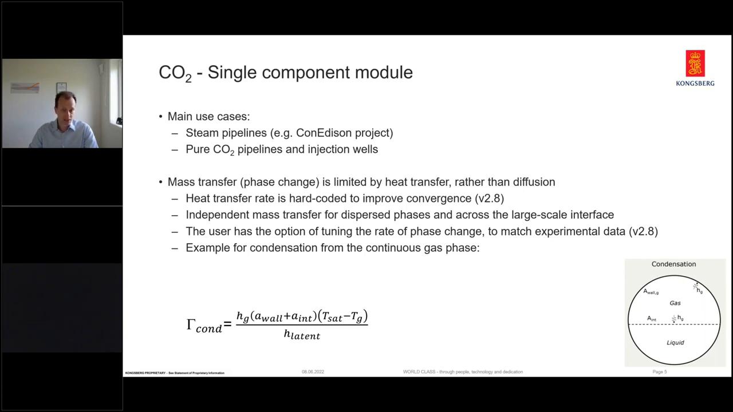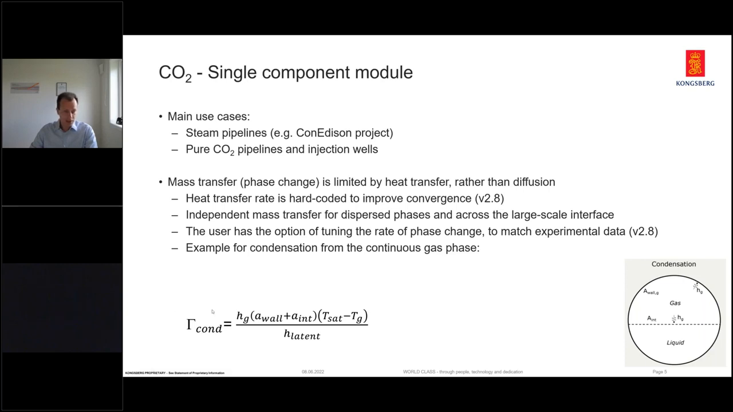This heat transfer rate is hard-coded in order to improve convergence, because we don't really have a better model that does a better job. We have independent mass transfer terms for the dispersed phases and across the large-scale interface. Large-scale interface here means between the continuous gas and the continuous liquid phases. And the user has the option of tuning the rate of phase change to match experimental data, which was used during the CO2 project. And just as an example of what this expression looks like, this is just one of the mass transfer terms, which is for condensation of gas into the liquid phase.